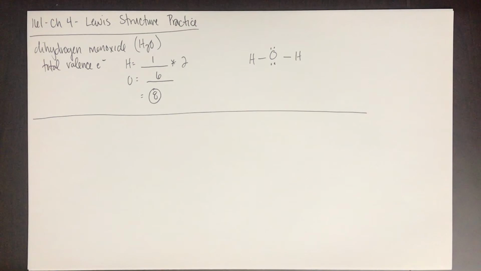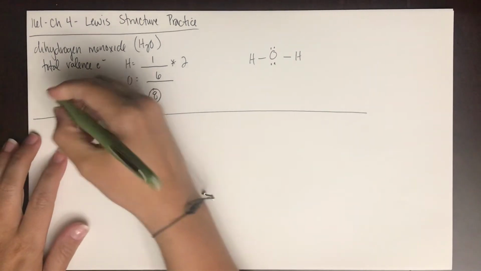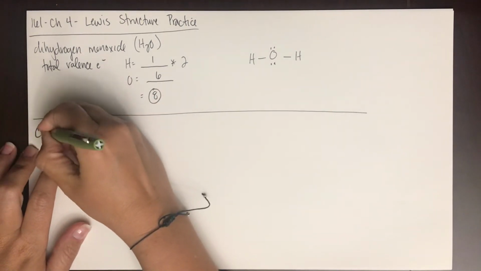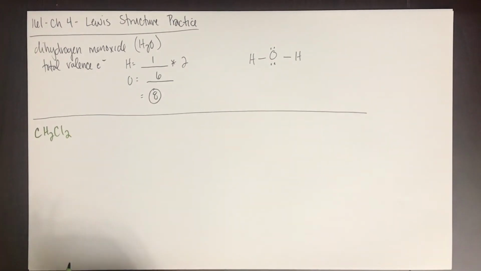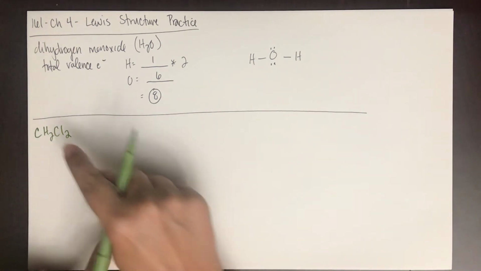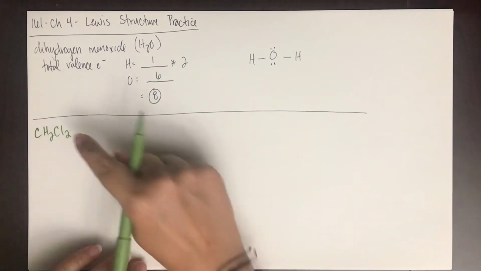Let's do one more with single bonds. This one is kind of a tricky example. I wouldn't expect you to know the name of this. It's CH2Cl2. It's called dichloromethane. You'll actually study this a little bit in one of the labs that you're going to do this quarter.